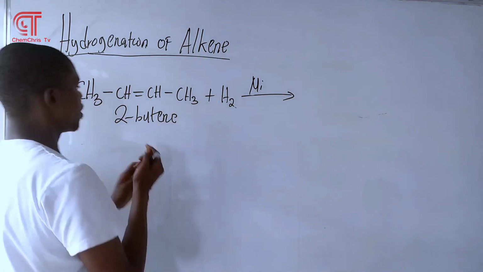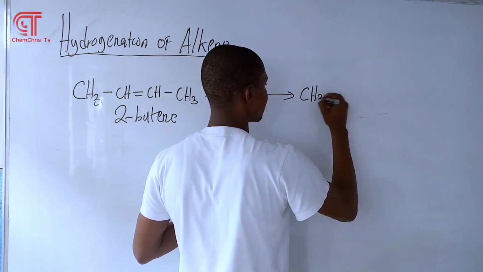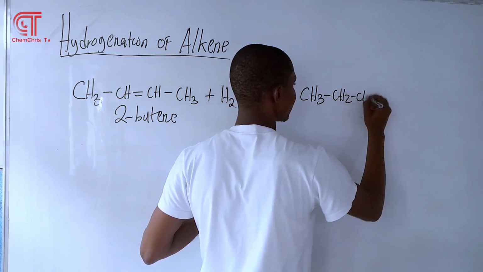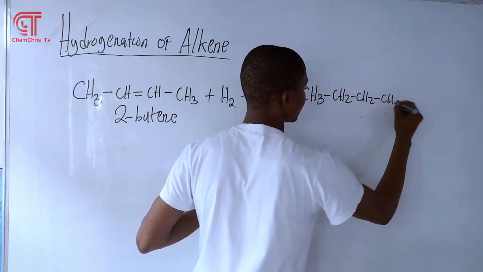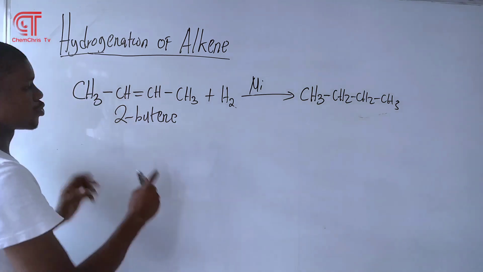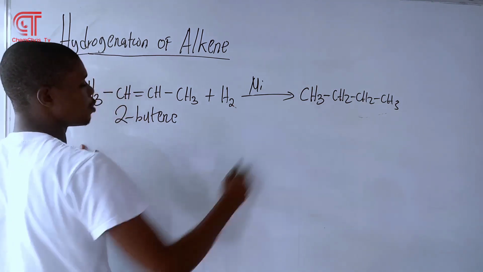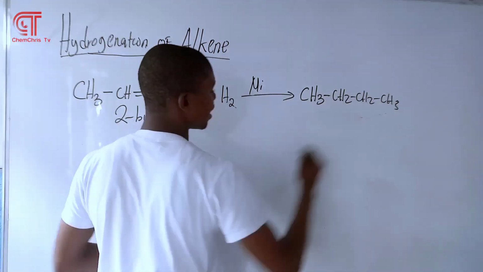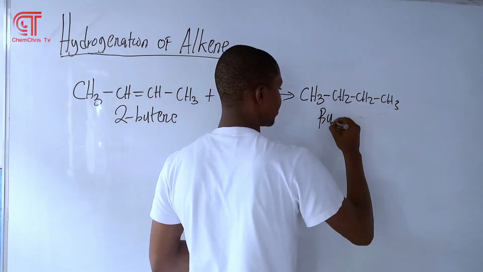What are you going to form? Here we have CH3. For every product you give, you must give its name. So what is the name of this compound here? It is butane.